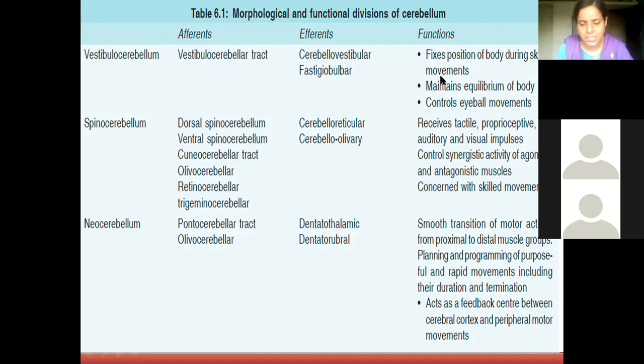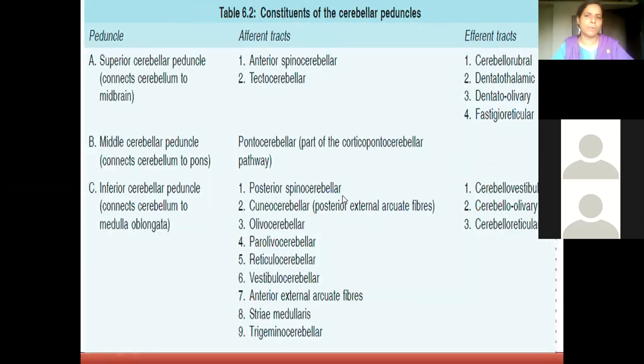What I sincerely suggest is that you do this functional division of the cerebellum from physiology. In anatomy, it won't be asked much, and physiology people will deal more with functional components. Better you do the functional part from physiology. If you find this table easy, you can learn this table also.